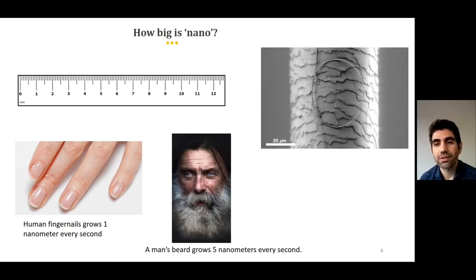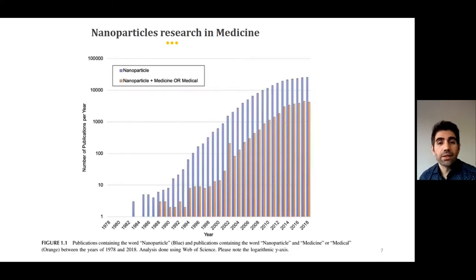And here on the right, this TEM micrograph shows a human hair, right? And on the human hair, there is a tiny wire of silver. That wire is 1 nanometer. Okay, now we have some understanding about nano.